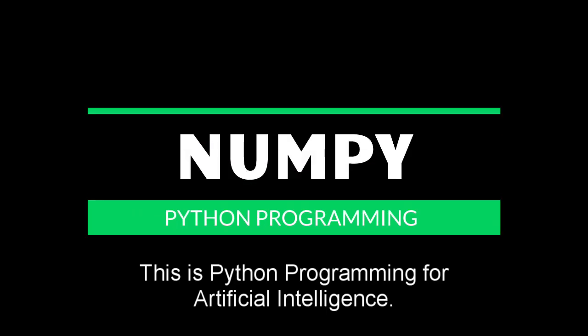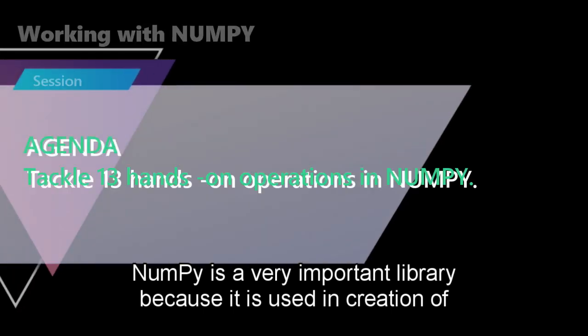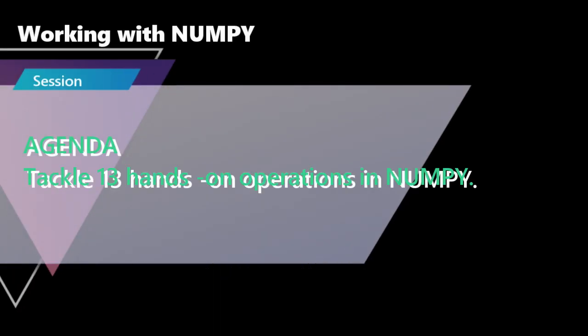This is Python programming for artificial intelligence. In this session, we'll be looking at a library called NumPy. NumPy is a very important library because it is used in the creation of homogeneous n-dimensional arrays.